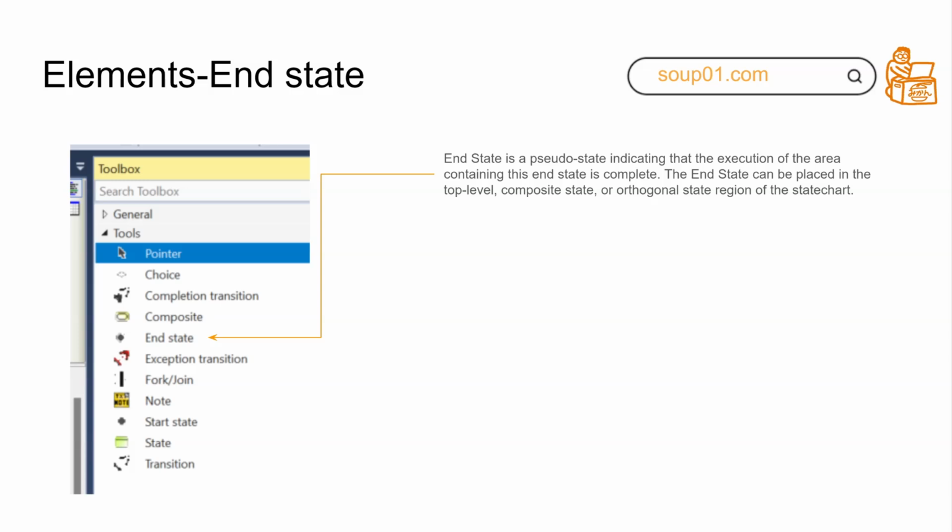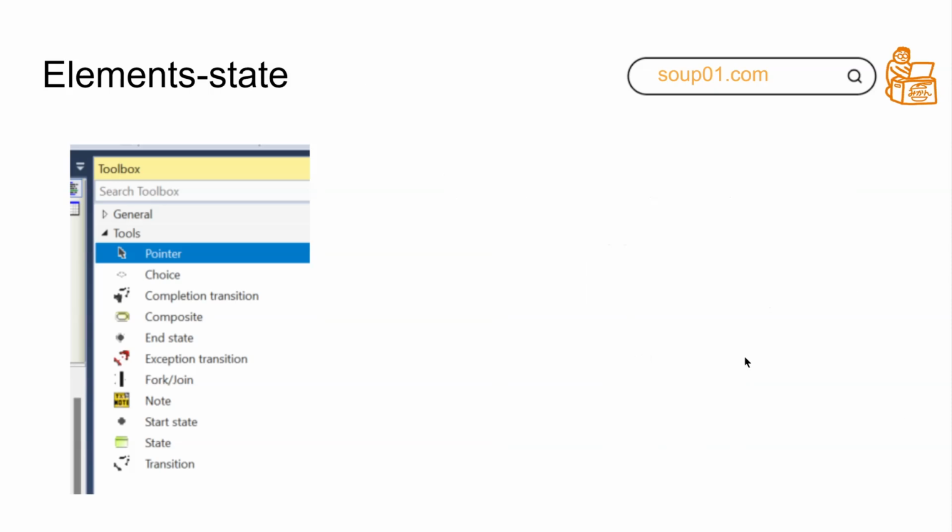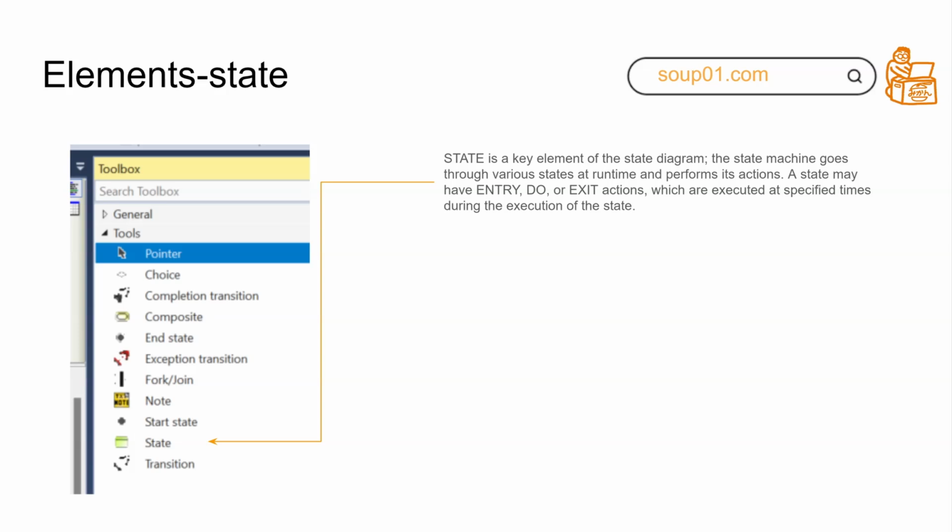The end status can be placed at the top level, composite level, and any other level in your status chart. So here's an example. Where is our end status? It is here. Then you have a main component called status. Status is the key element of your diagram.